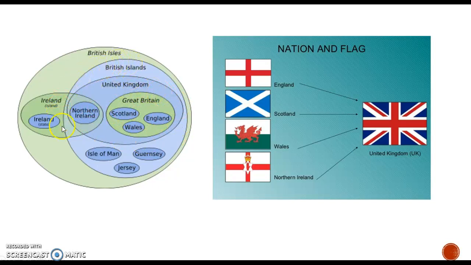The British Islands also has these three little islands: Isle of Man, Jersey, and Guernsey. These are considered crown dependencies. They're self-governing islands, but the British government manages their foreign affairs and their defenses. And all of this is the British Isles. So all the United Kingdom, the British Islands, and Ireland are considered the British Isles.